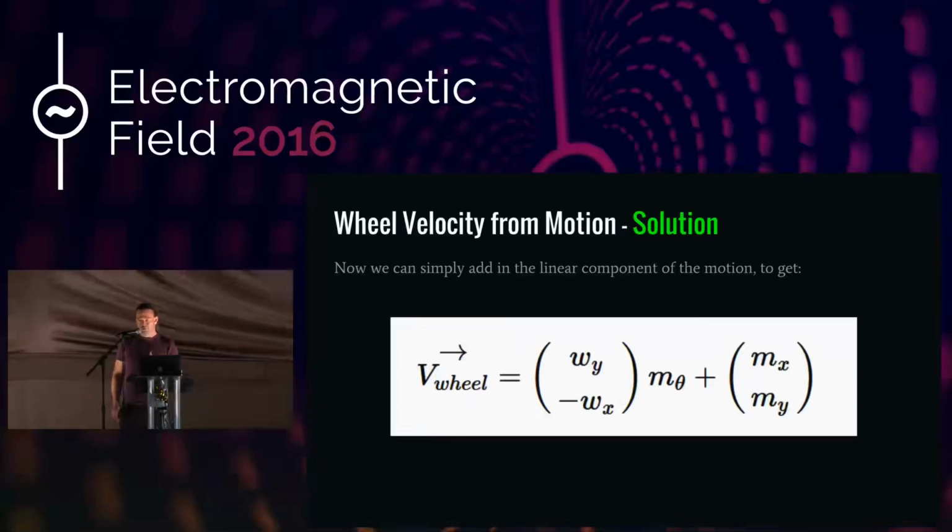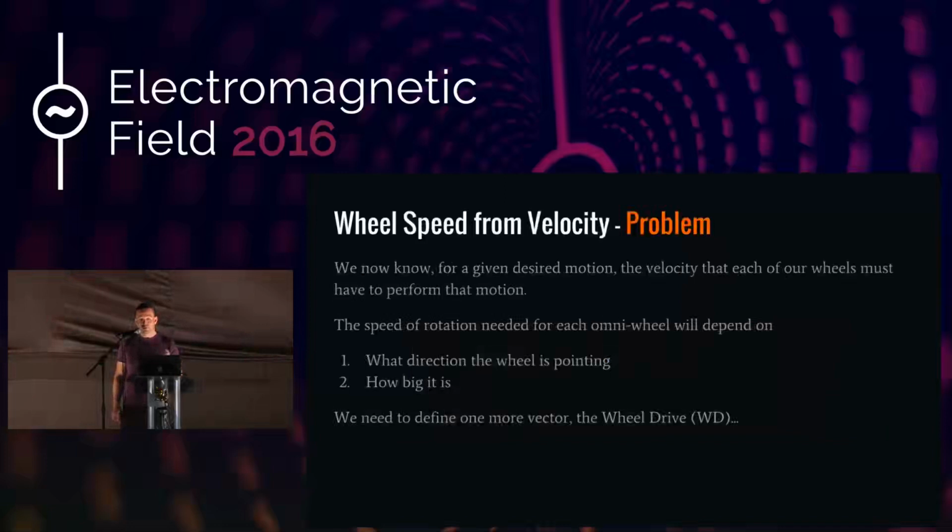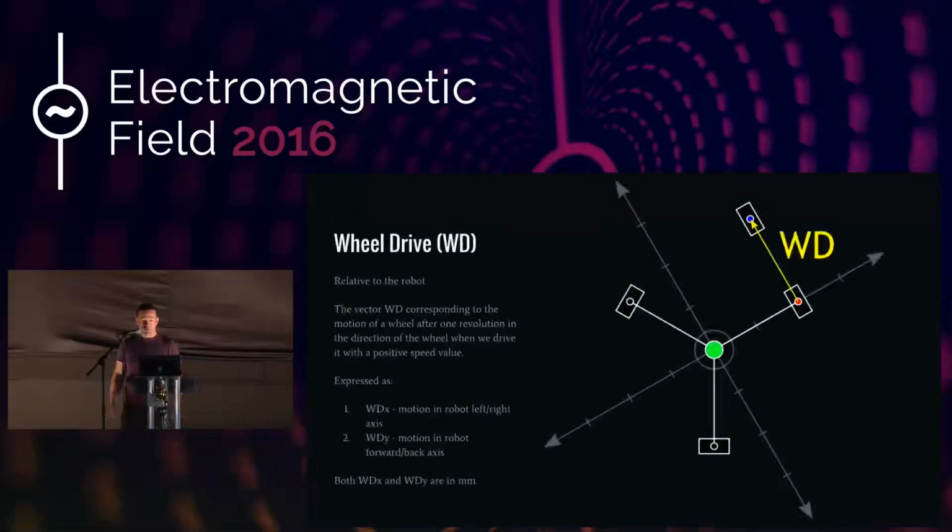So now the question is, these omni wheels, you recall, they can move in one direction, they can slide in the other direction. We need to know how fast the motor needs to run to make that motion work. And to do that, we need another vector, which is called wheel drive. And this is actually probably the most obscure concept in the talk. So if you get past this, well done.